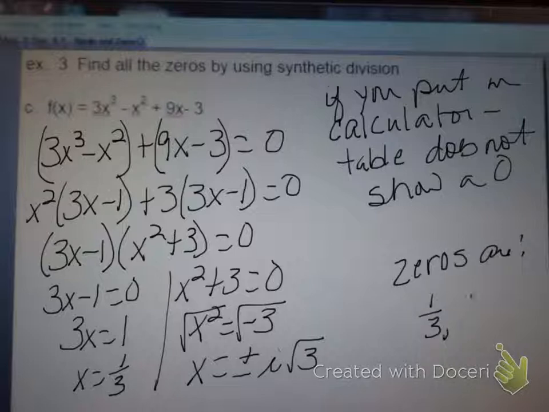So your zeros are 1/3 plus or minus i square root of 3. That is why it did not show up on the table, because on the graphing calculator, the table only shows whole numbers, and that's why 1/3 did not show up on the table, so we had to go a different route.